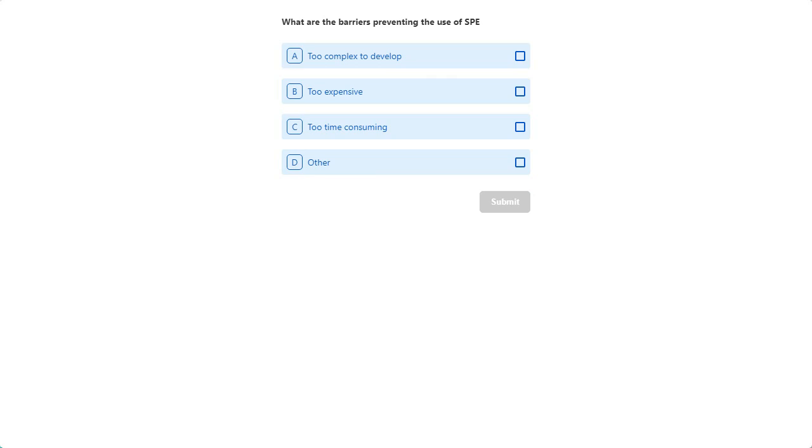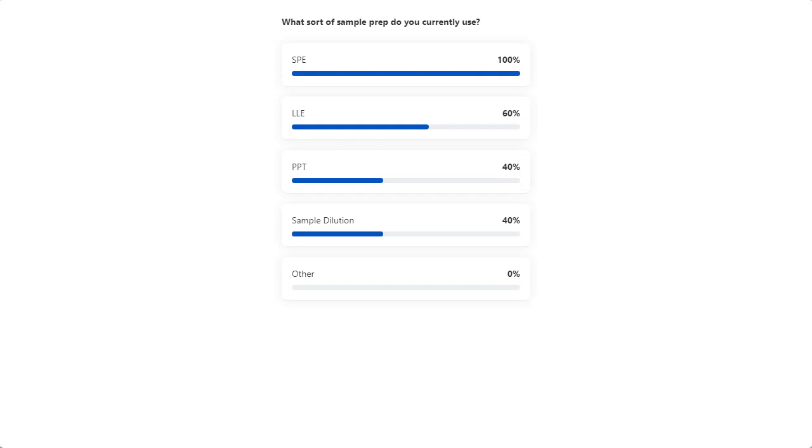All right. The next question, for those of you that are not using SPE, is what are the barriers that may be preventing your use? Is it too complex, expensive, time-consuming, something else? I guess I should have had an option for we're using it and we're happy, but let us know, please.